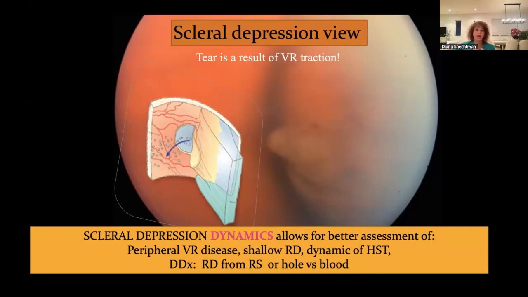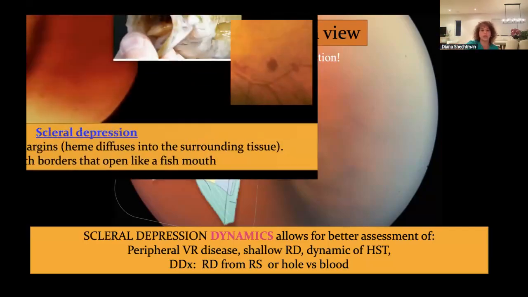Scleral depression will not only help you identify a shallow RD, or a flap tear where you're not sure, is it a tuft? What am I looking at there? It gives you that dynamic view. I'll show you a picture where it can help you identify a hole versus a hemorrhage, both looking red out in the periphery. And like Joe said, he's looking out to the ora, it would allow you to bring the ora more into your view, more peripheral retina into view.